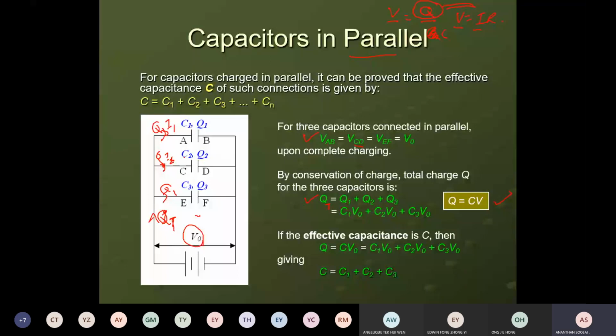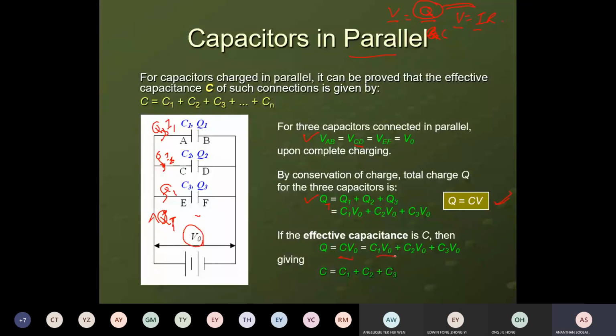So three capacitors in parallel means the total charge stored is Q1 plus Q2 plus Q3. You put more parallel capacitors, more charge will be stored. This is the second equation. From here, Q total is what? Q is CV. We know Q is CV. So Q total, you put it as C V naught.